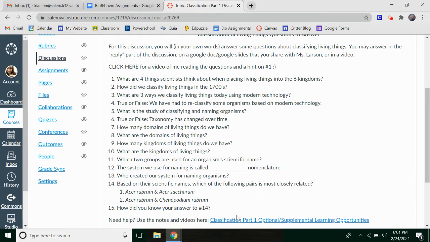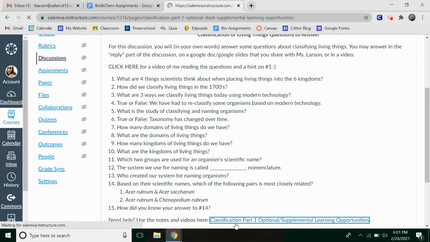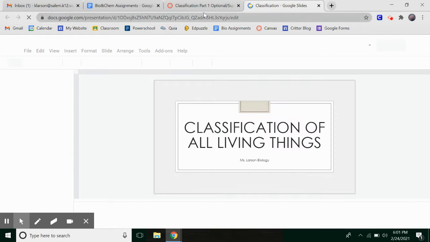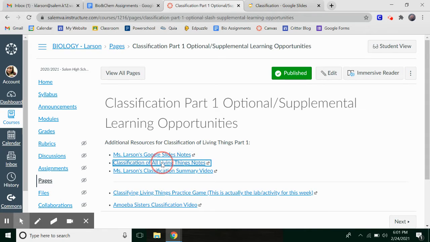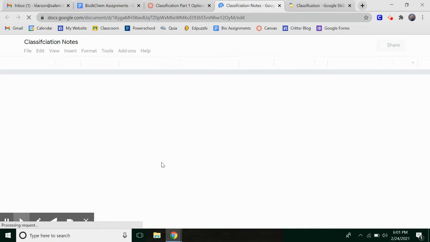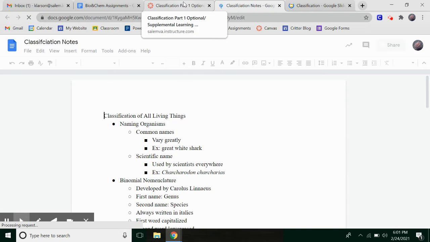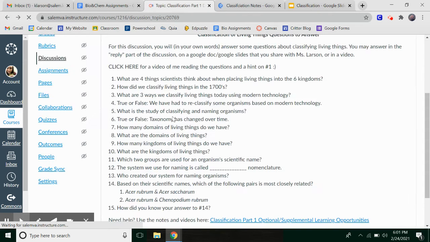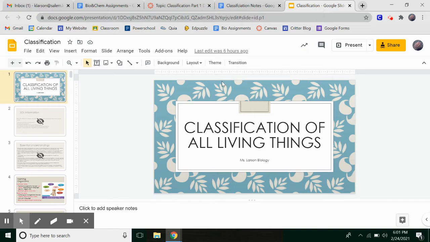Need help? You can use the notes in the optional or supplemental learning opportunities. So if you go here, you can actually see my notes on Google Slides. You can also see a written version of my notes, but I wanted to give you a hint on one of these questions. So if you were going back to question number one, I promised a hint. What are the four things scientists think about when placing living things into the six kingdoms? Well, let's look through the notes and find out.